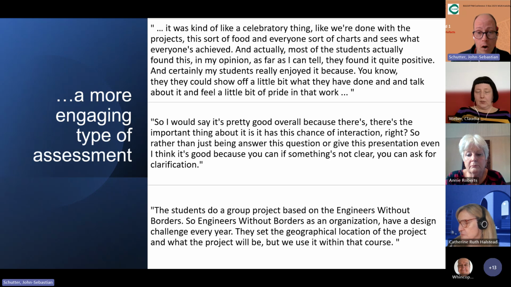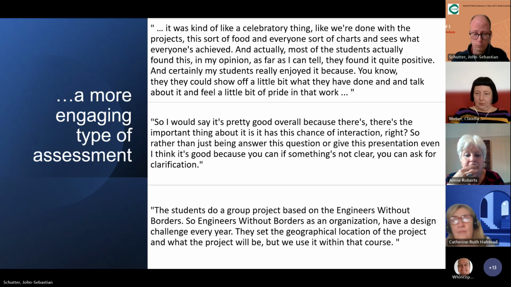So as for a more engaging type of assessment, this meant that posters can lead to more engagement and interaction from the students, but also more interaction with the lecturers and engagement in the wider community outside academia, which is exemplified by the last quote on this slide. So I'll give you a few seconds to read the quotes. Now, these were all on the topic of posters as a more engaging type of assessment.